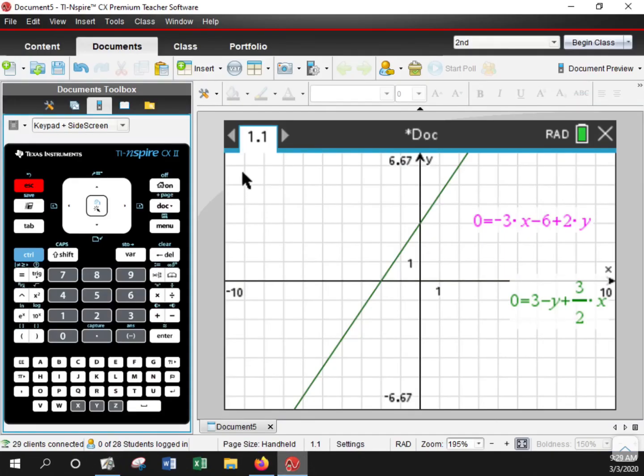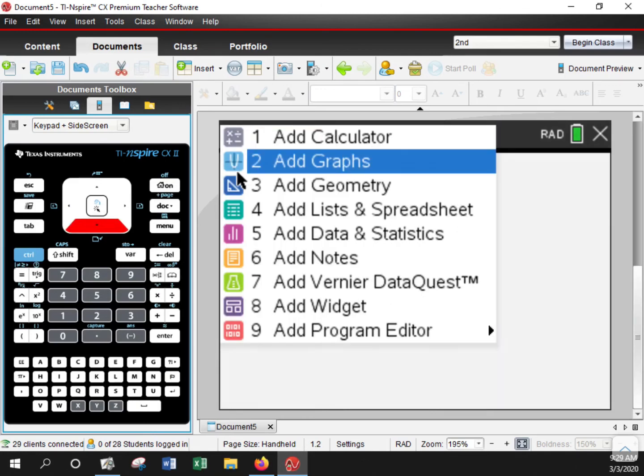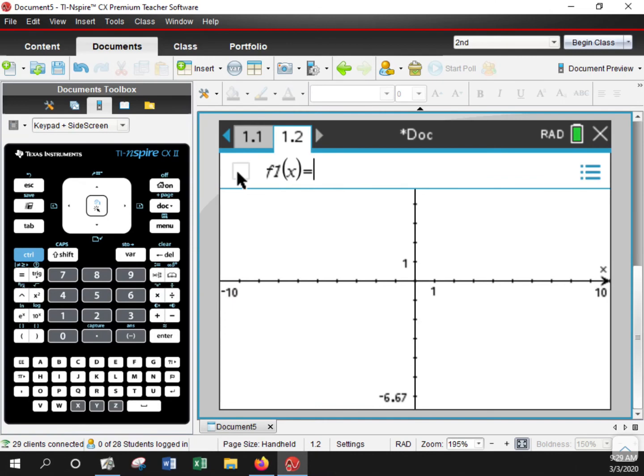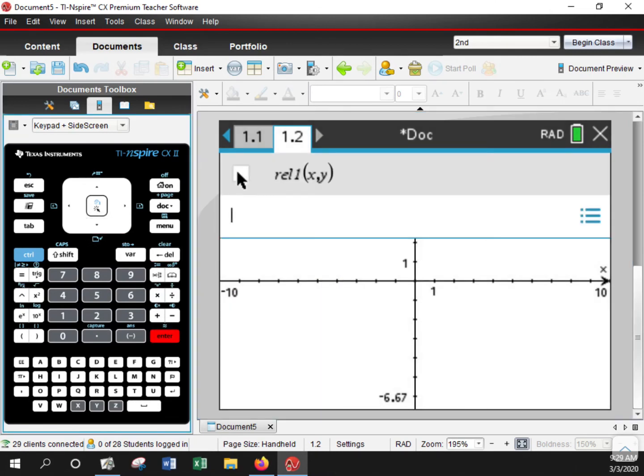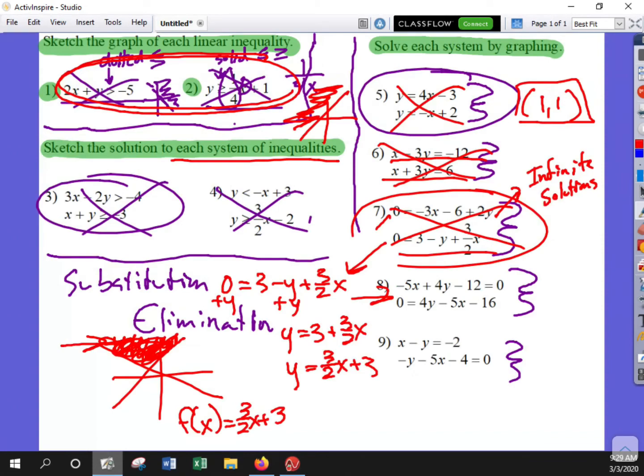Again, if I don't like messing or if things get too ugly, I can actually add another page. If I hit Control Doc, I could add another graph, and then I could start over if I really wanted to do it that way. That's always an option too. Because it's a calculator, you can have as many documents open as you want.